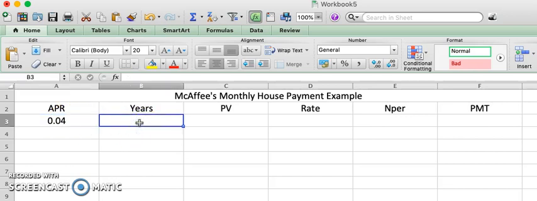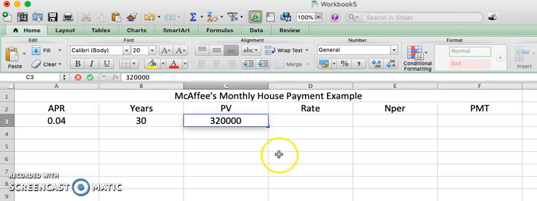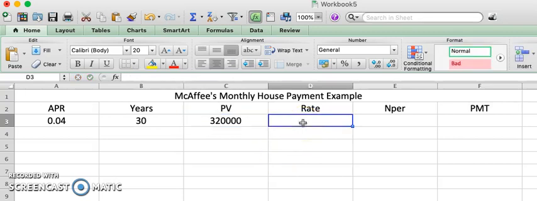We'll go ahead and start with a 30-year mortgage because that's pretty normal. And let's say the house I'm looking at is $320,000. Then this is where you get to the part that sometimes people forget. Keep in mind that when you're making a house payment, it's monthly.